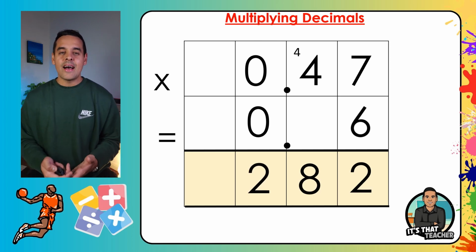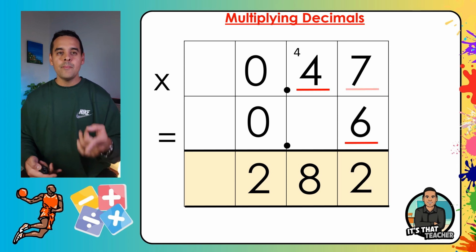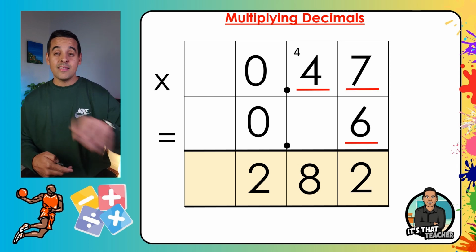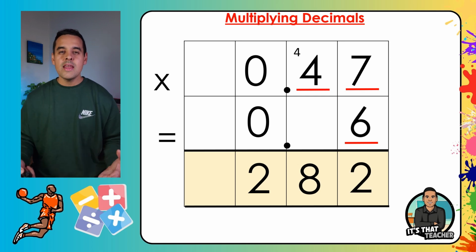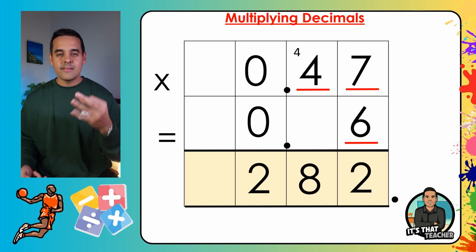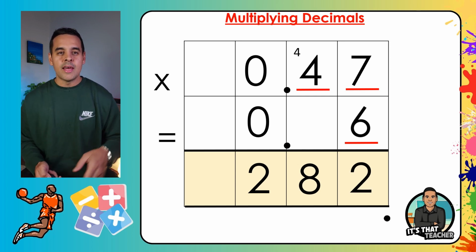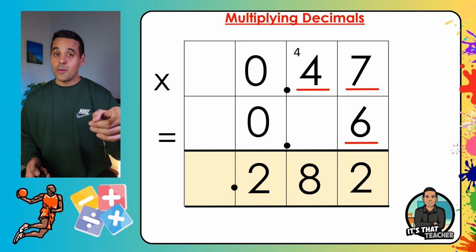Now, we need to count how many numbers are past the decimal point. So, 1, 2, 3. I've highlighted them, underlined them in red. There are 3 numbers after the decimal point. Now, we put our decimal point there. We need to move it 3 decimal places for the 3 numbers that are after the decimal point, okay? Ready? I'm gonna show you here. Ready? 1, 2, 3. Ooh, that one went a bit quick.